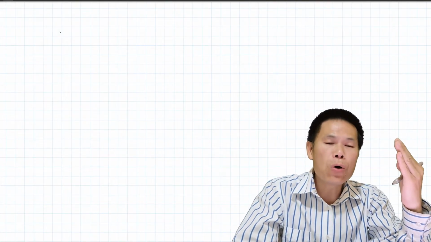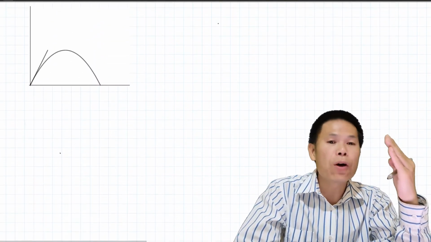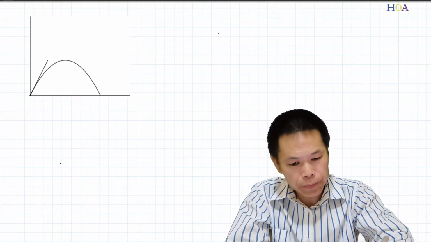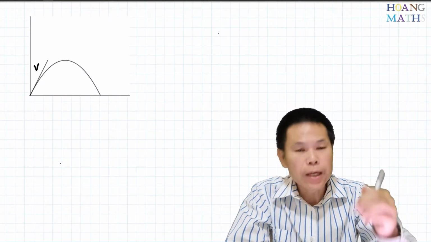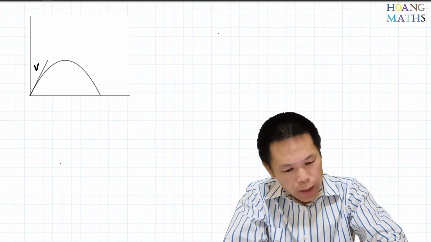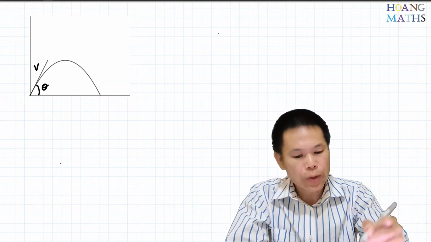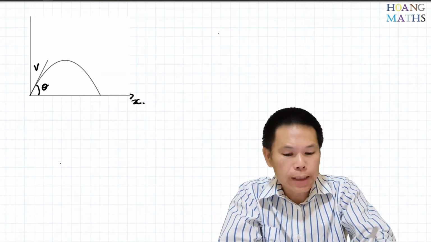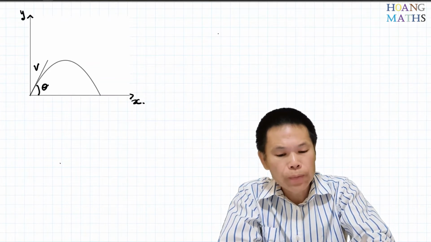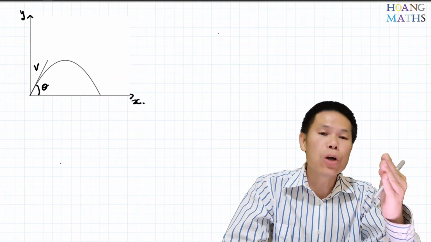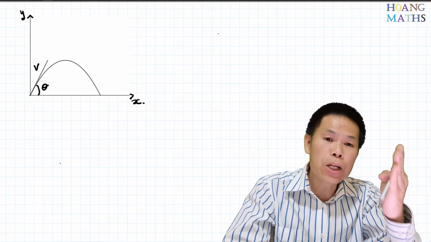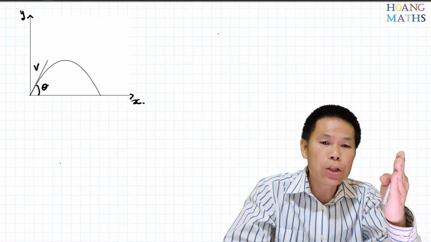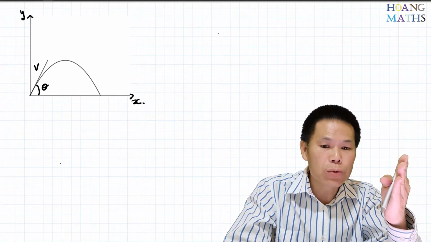Let's say we have a ball projected from the ground into the air with an initial velocity of V and at an angle theta. So we have a horizontal component, this is X, and then the vertical component is Y. So we will have an initial horizontal velocity and an initial vertical velocity as well.